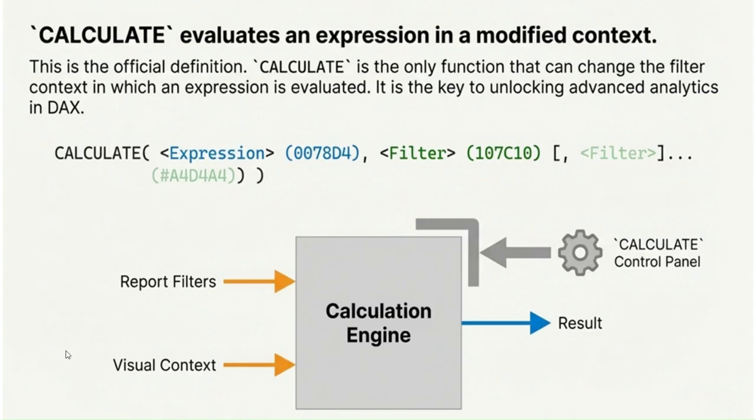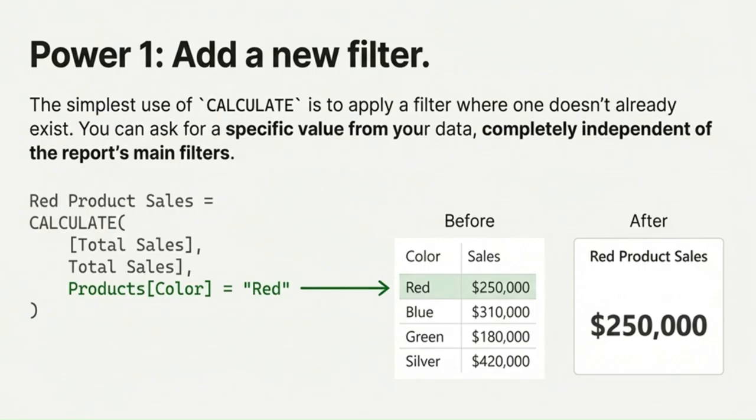What CALCULATE really does is evaluate an expression in a modified filter context. This is the official definition and also the most important one. CALCULATE is the only DAX function that can change filter context. Think of it as a control panel that intercepts report filters, modifies them, and then sends the final context to the calculation engine. The simplest use of CALCULATE is to apply a filter where one doesn't already exist.